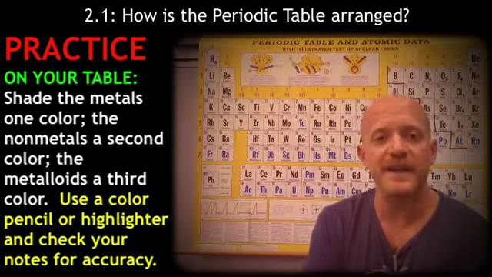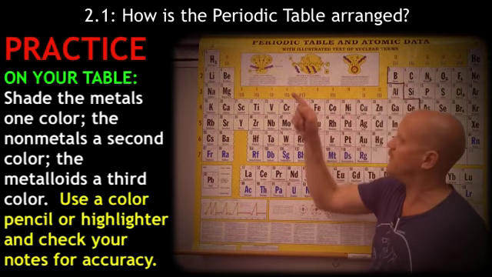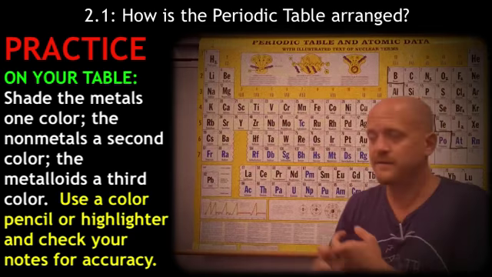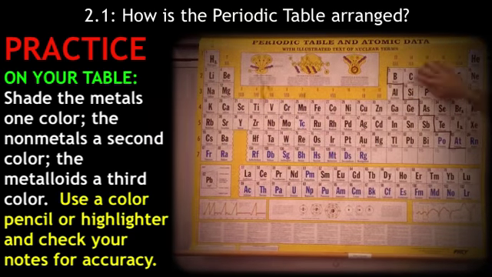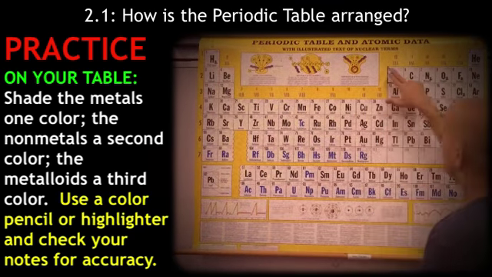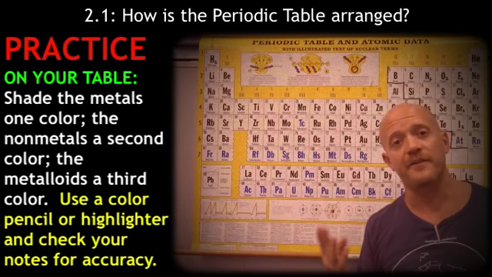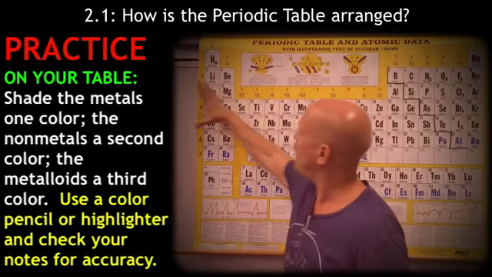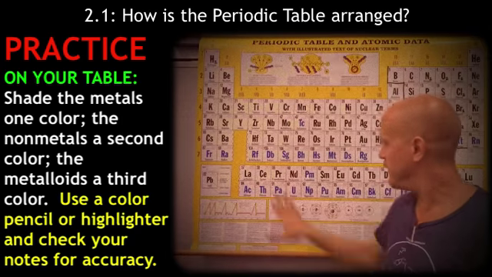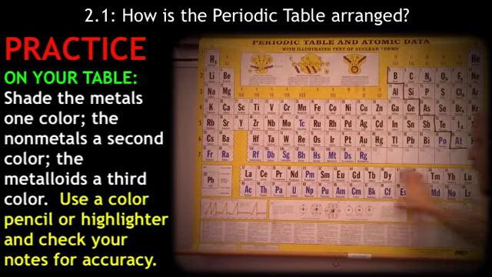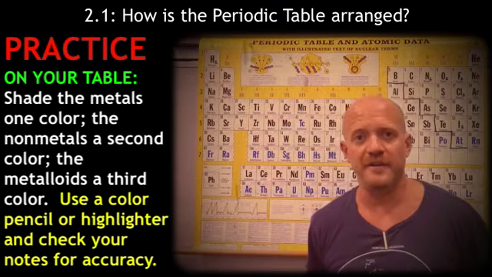For your practice, the directions are right there. You're going to use a color pencil and you are going to color the nonmetals one color. The metalloids are going to be another color. And you're going to color all the metals a third color. These down here are going to remain uncolored.